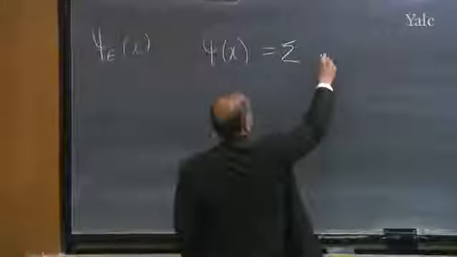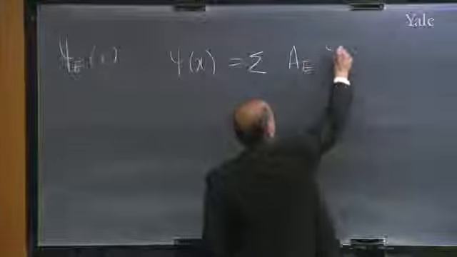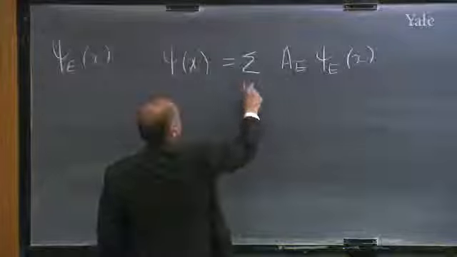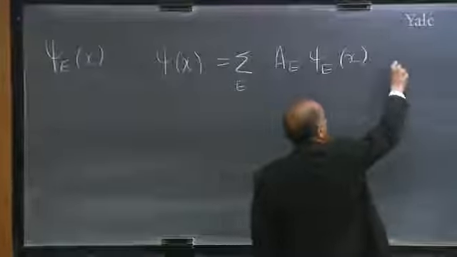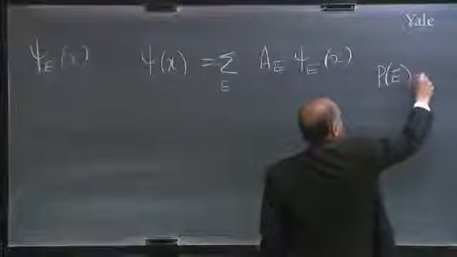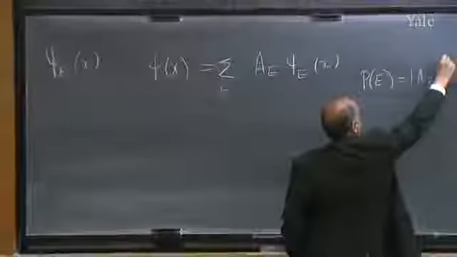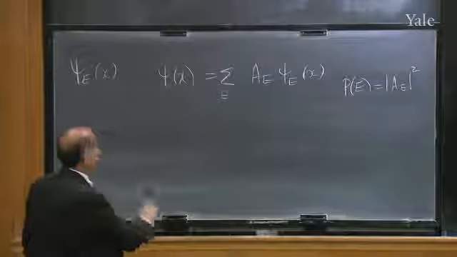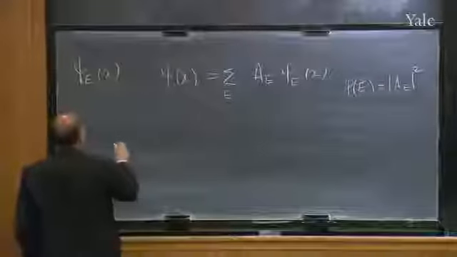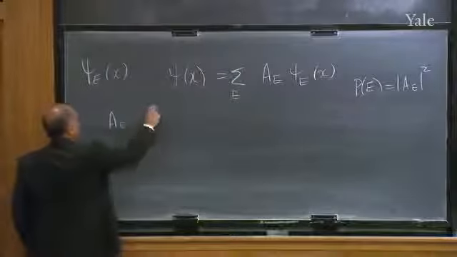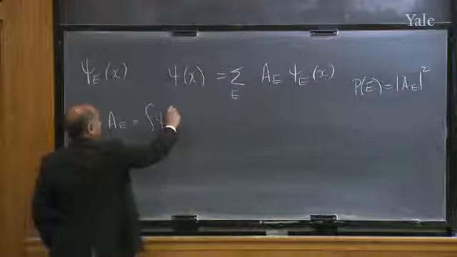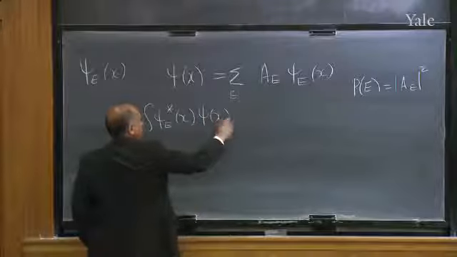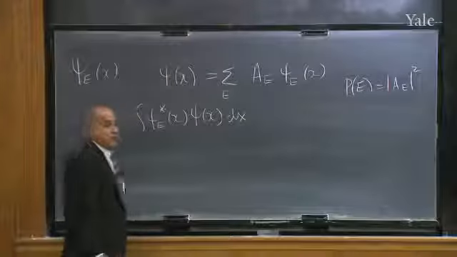The instruction is to write that function as a sum over these functions, each associated with a definite energy. And once you have done that, the probability that you will get a certain energy E is equal to the absolute value squared of that particular coefficient. Not different from psi sub p, same rule. And the rule for A sub E is also the same or similar. A sub E is the integral of the complex conjugate of the function associated with definite energy times the function you're thinking about, integrated over space.